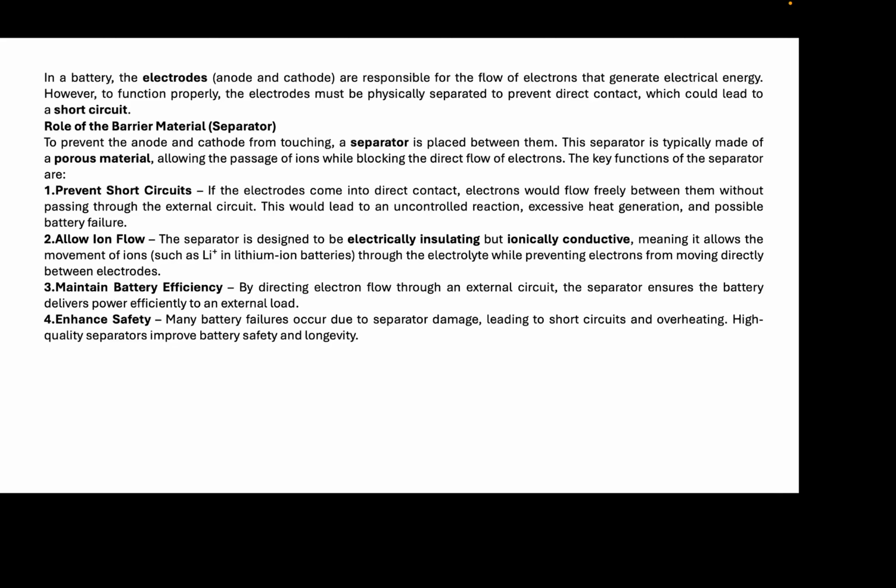So redox reaction, as it has two components, reduction and oxidation. Oxidation means loss of electrons, reduction means gain of electrons. With respect to the galvanic cell, the oxidation will take place at the anode and reduction will take place at the cathode. Hence, electrons will move from anode to cathode and current will flow from cathode to anode. Okay.